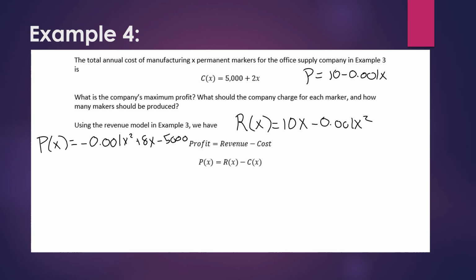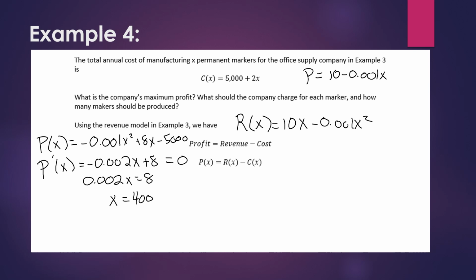So to find the optimization, I'm going to have to take the derivative of profit. So P prime of x. That's going to give us negative 0.002x plus 8. And we need to set this equal to 0. So this will give us 0.002x equals 8. So x is going to be 4,000. So we're going to need to manufacture 4,000 pens.